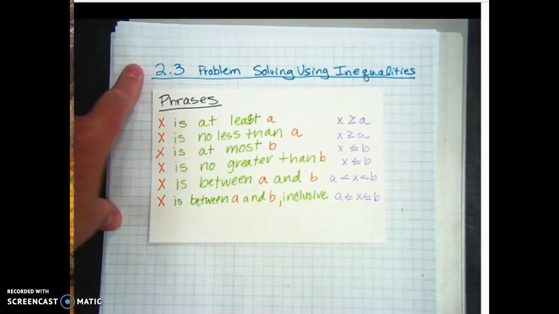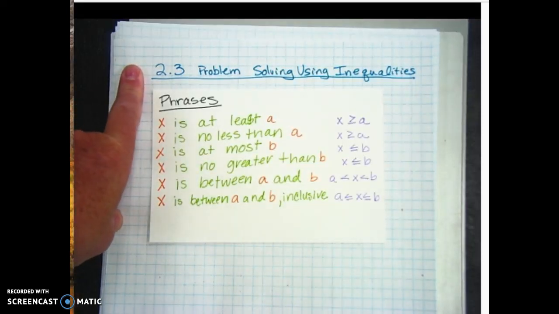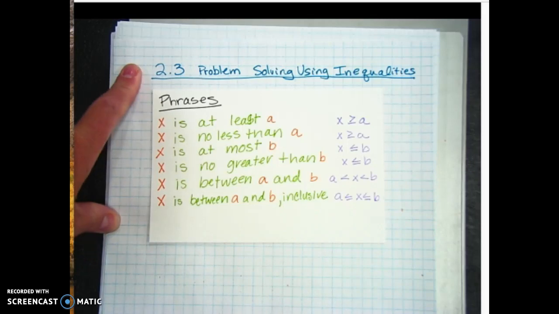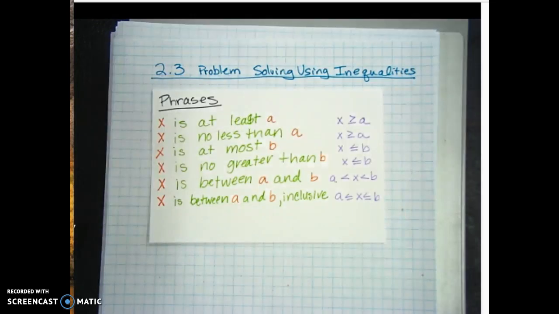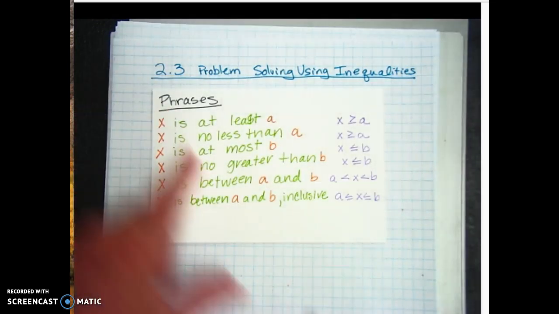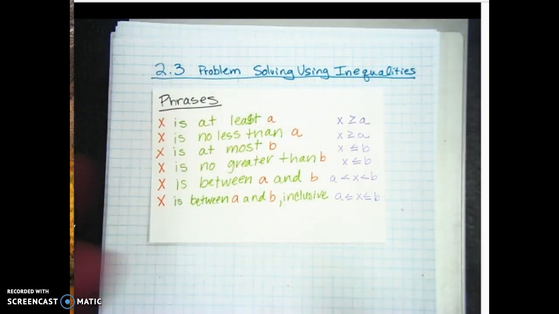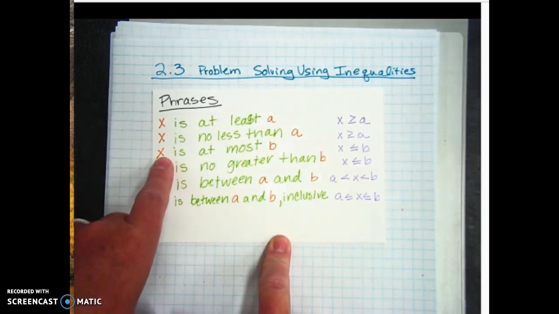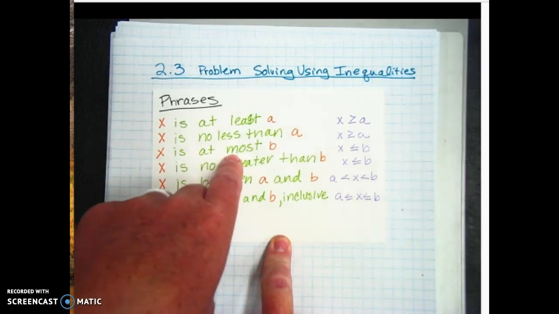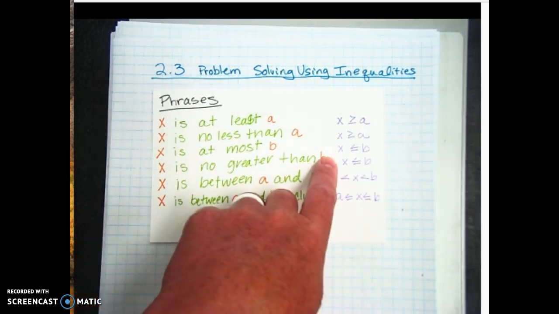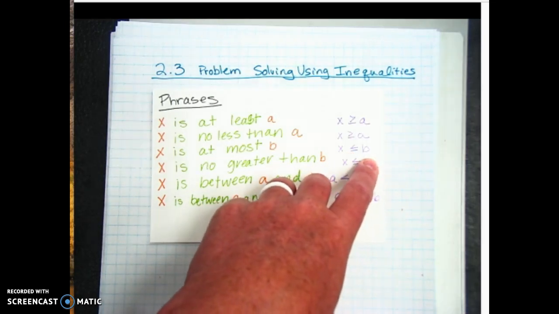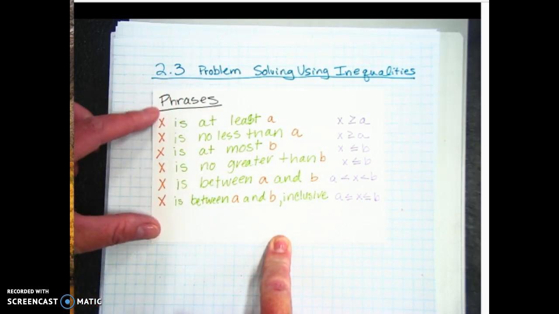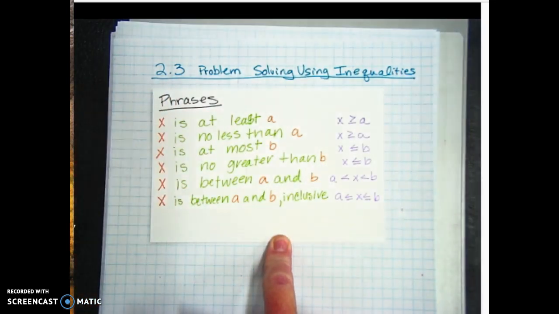So today we're looking at 2.3, talking about problem solving, just like we did the other day. This time we're going to use inequalities. In all of the problems, it's going to be using these keywords and phrases to tell you which inequality symbol to use. Okay, so for instance, if you see x is at most a certain number, then x is going to be less than or equal to that certain number. All of these are basically a hint to you on how to set it up.